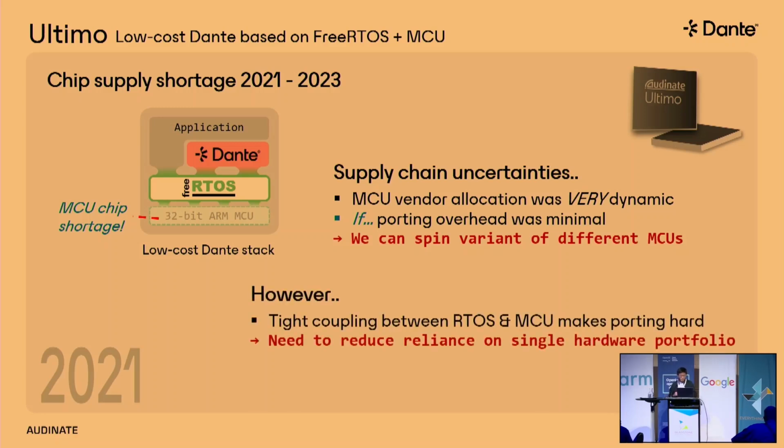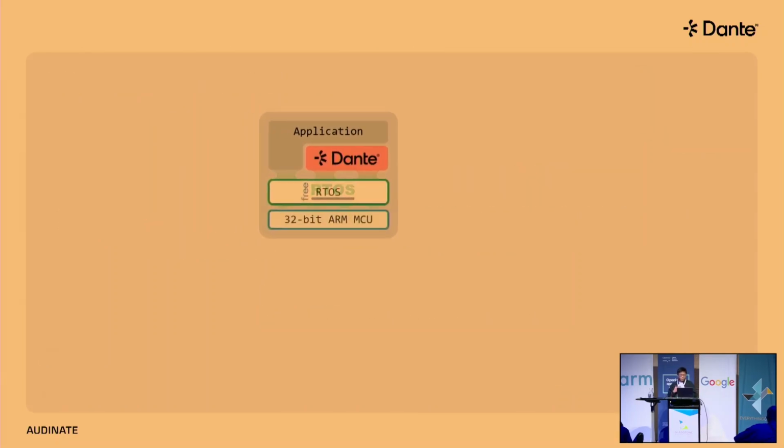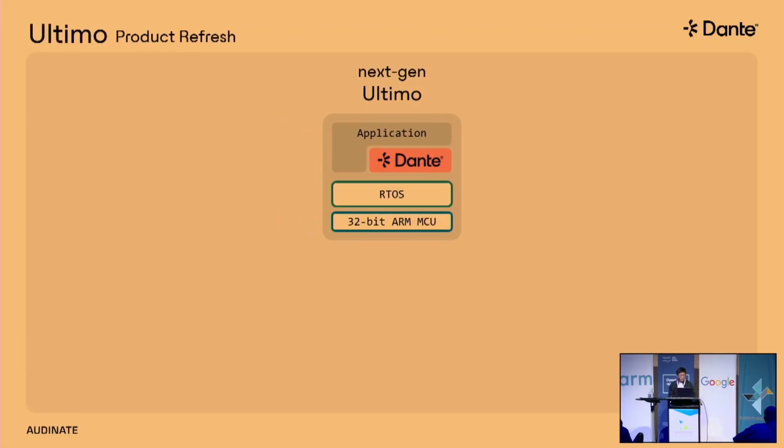However, as mentioned, it was really hard because of the tight coupling between each layer in this digital stack. So the focus slowly shifted to the fact that we need to reduce our reliance on our single hardware portfolio and provide portability in each layer, in order to support Dante running on real-time operating systems on different hardware. That's when we also realized we don't have plenty of time and really need to get started. With that, we embarked on our journey of the product refresh for the Ultimo, which is the low-cost Dante. There are essentially two parts to this task.